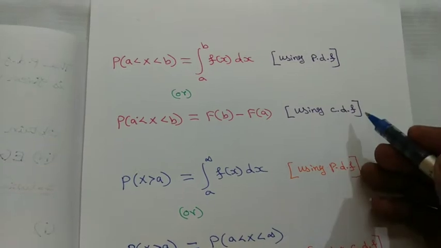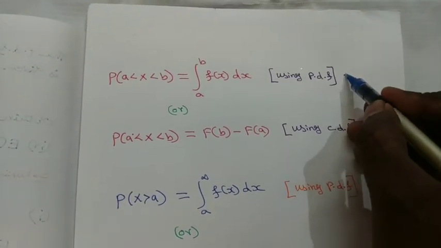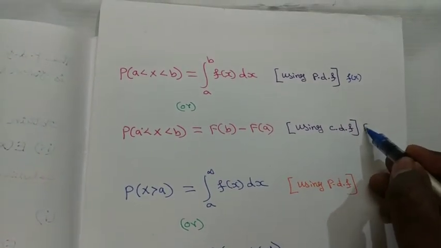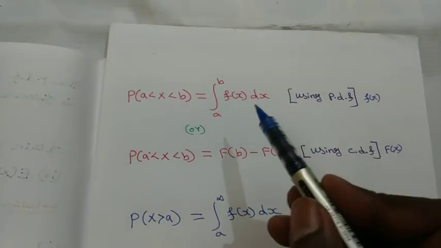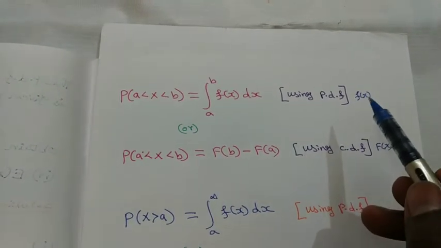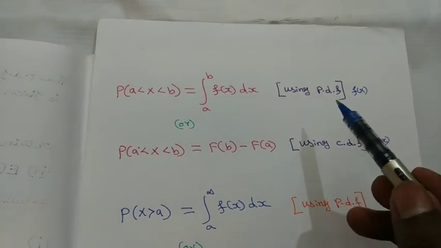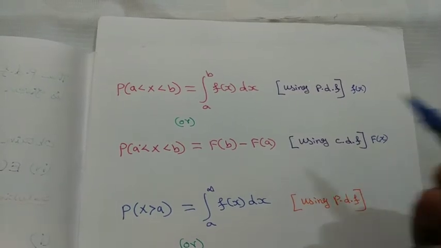But what is PDF? PDF is the probability density function. Probability density function means small f of x. CDF means capital F of x. So that means there are two formulas. First one is using small f of x, second one is using capital F of x. That is using PDF, another one is using CDF. So based on our requirement, we can take the formula.